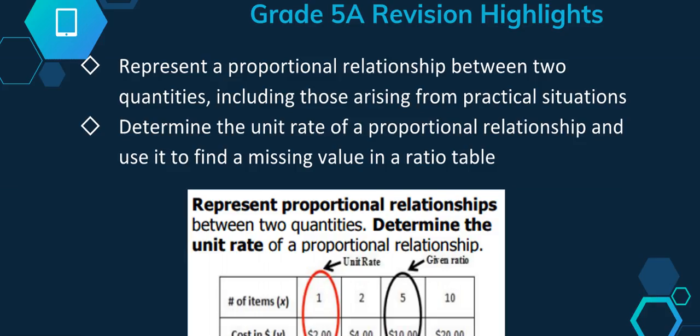The biggest change for 5th Accelerated is in proportional reasoning and relationships. Students are expected to represent a proportional relationship between two quantities, including those that come from practical situations. They also need to be able to determine the unit rate of a proportional relationship and then use it to find a missing value in a ratio table. An example of unit rate is in the picture on the slide.